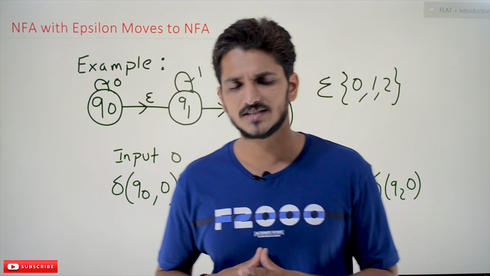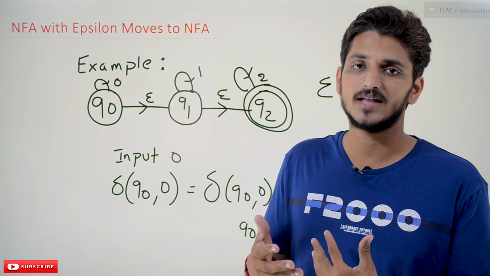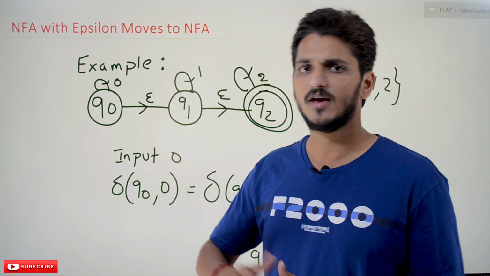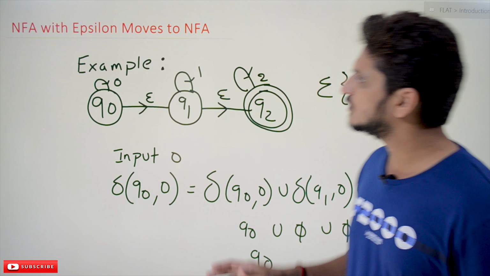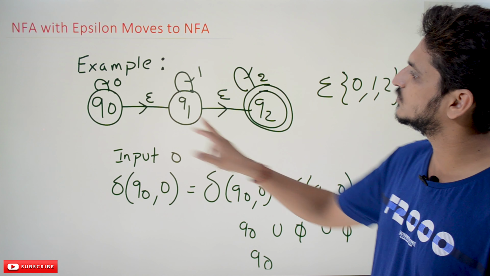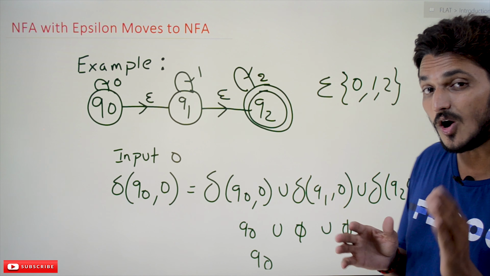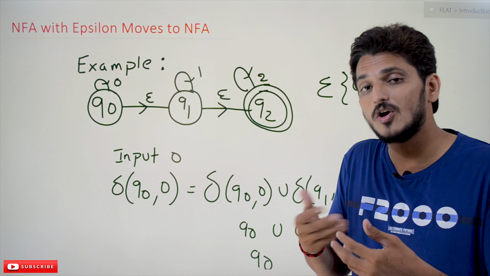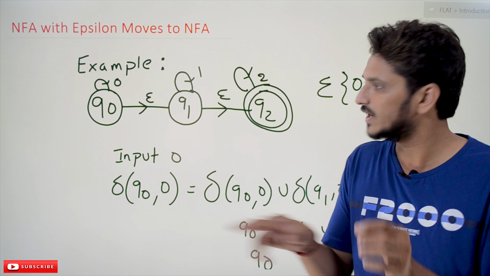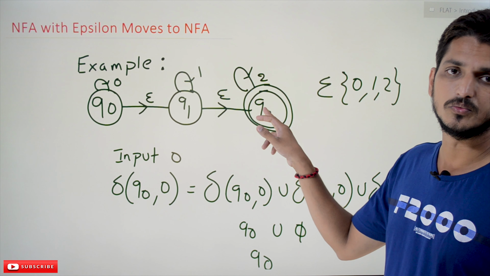Coming to today's class, let's take an example and understand the procedure. By the end, you will get clarity about how we convert NFA with epsilon moves to NFA without epsilon moves. Coming to the example, this is our example. In this example, we have three states and some epsilon transitions. In our previous class, we already discussed how epsilon transitions work. Without taking any input, we can move from Q0 to Q1, and from Q1 to Q2.